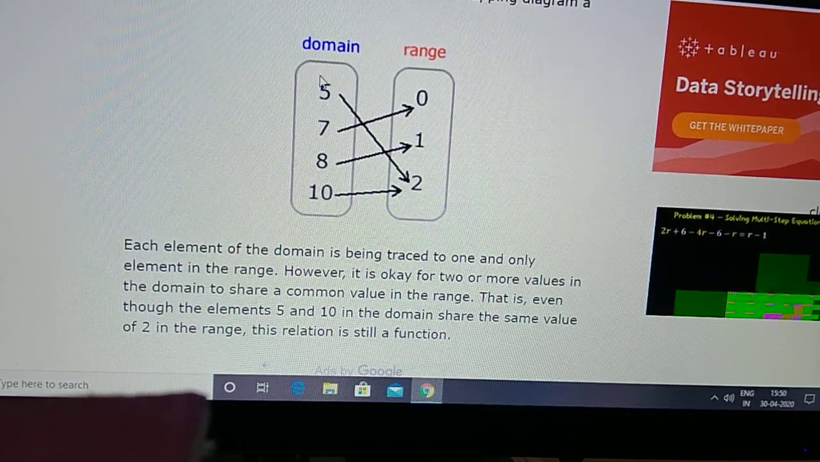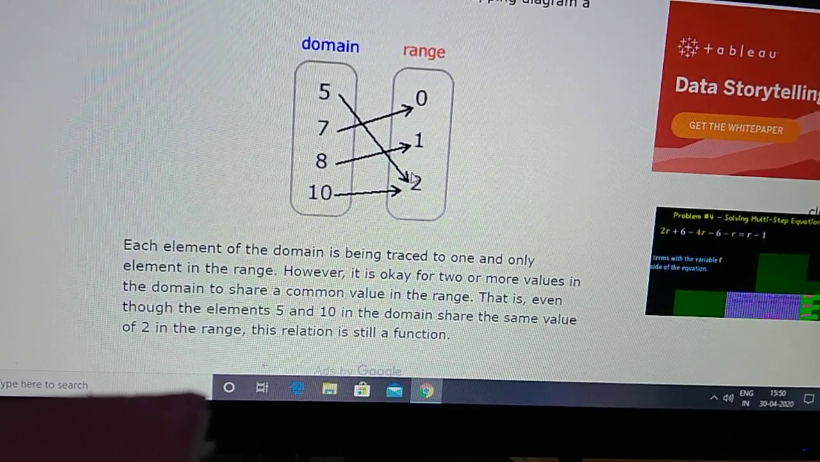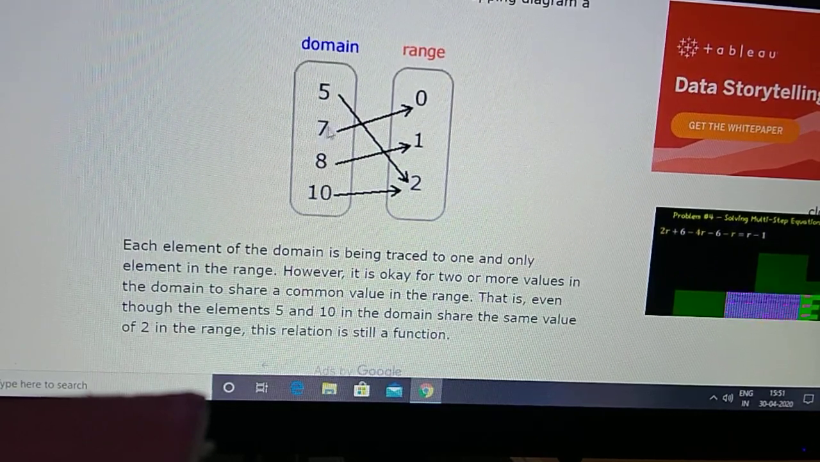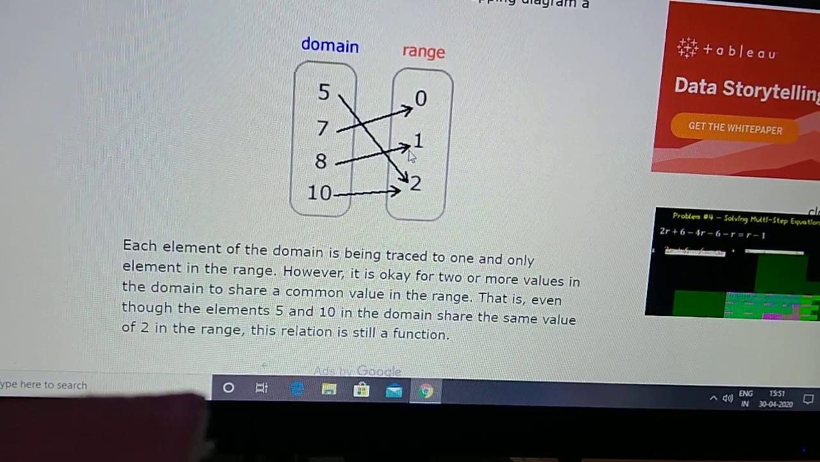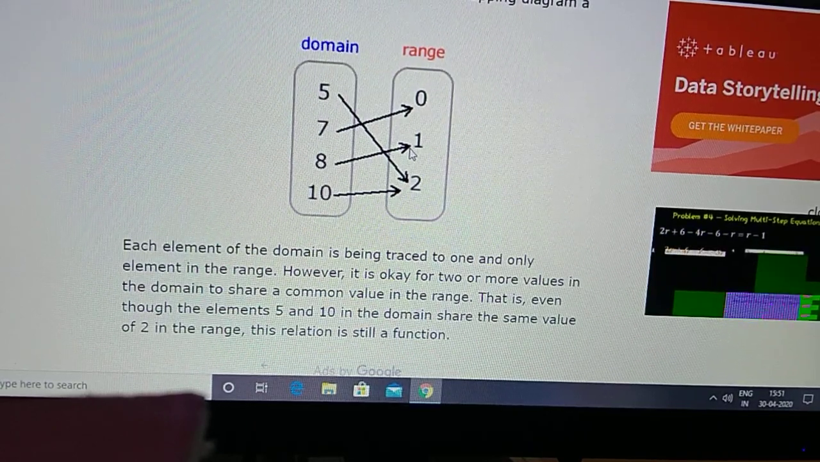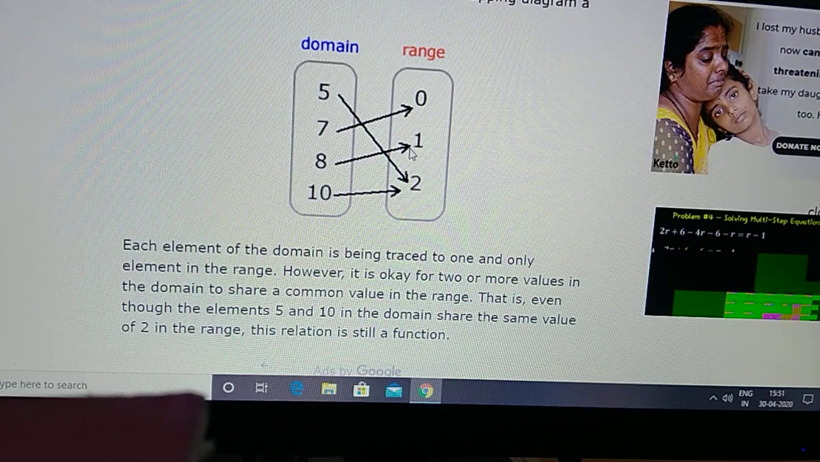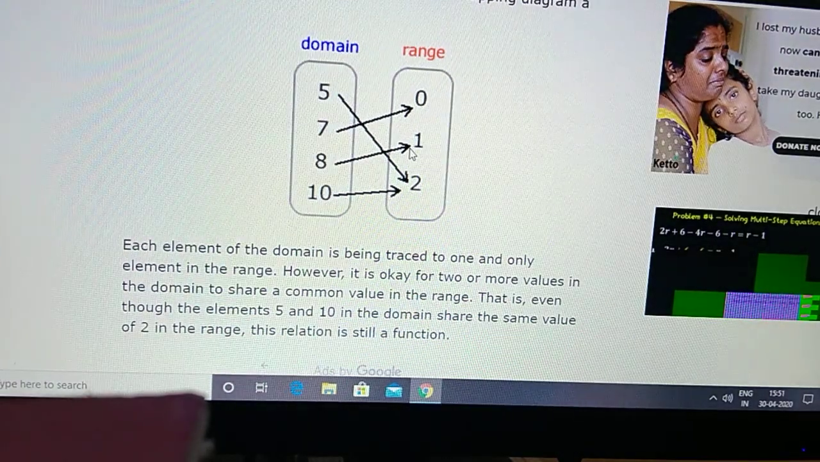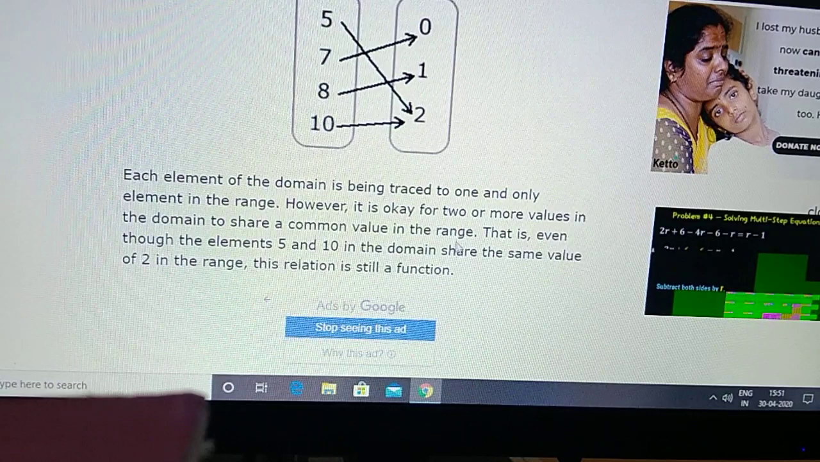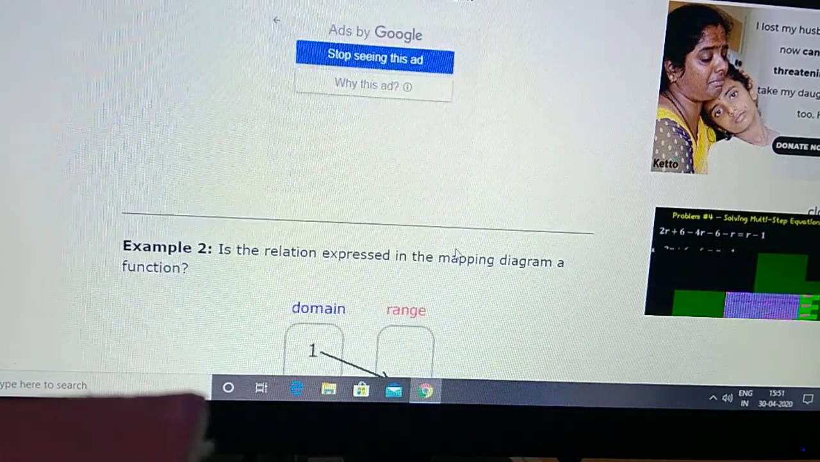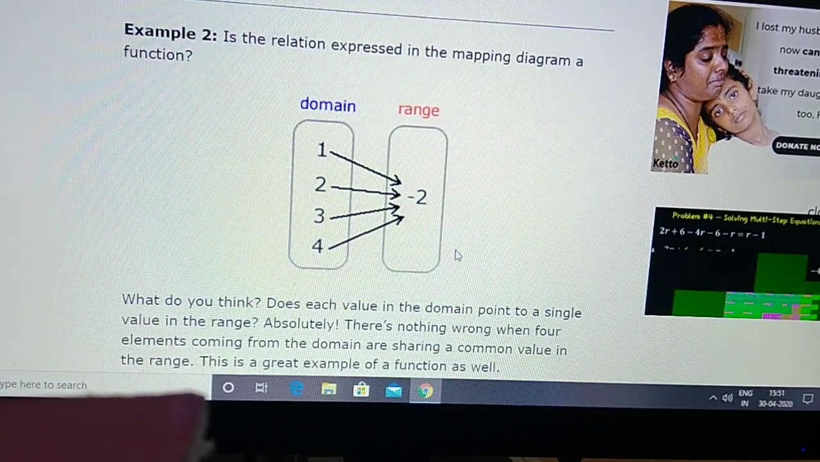So here 5 has only a relation with 2, 10 has only a relation with 2, 7 has 0, 8 has 1. In the definition, we are talking about the domain, not the range. So each element of the domain, or x, has one unique relation with y. This is why it is a function. Hope you understood.